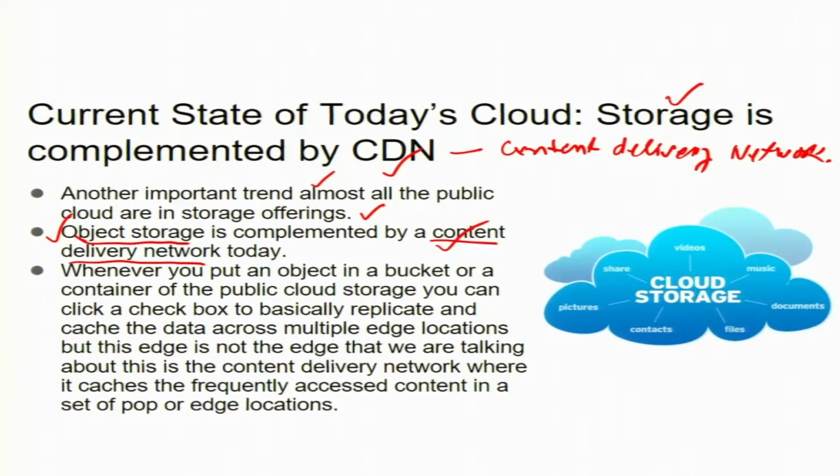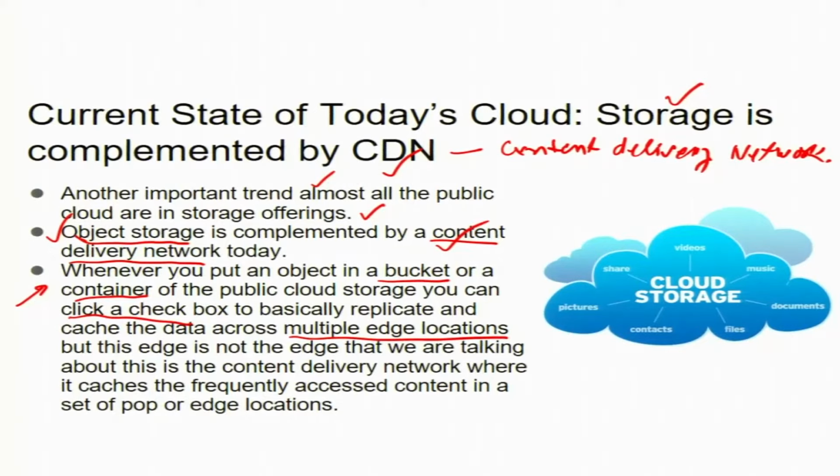To understand this, let us take this example: whenever you put an object into a bucket or a container of a public cloud storage, you can click a check box to replicate and cache the data across multiple edge locations. That is nothing but caching the same object or storage at multiple places. That possibility is now there, provided the client wants it.